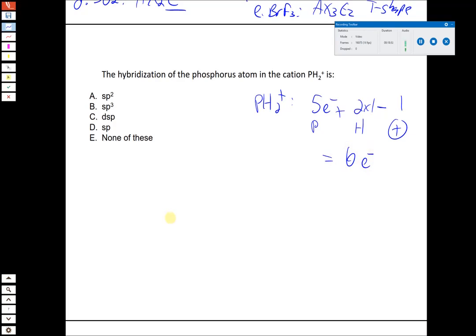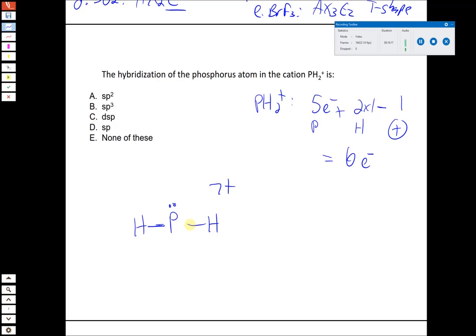So when we do PH2+, we can only draw single bonds to the hydrogen atoms. And then we have one more pair of electrons, 6 total, so that's going to go onto the central atom like that. Now this is probably not expected to be a very stable species because it only has 6 electrons around the central atom. It has an incomplete octet. That's not typically very good.